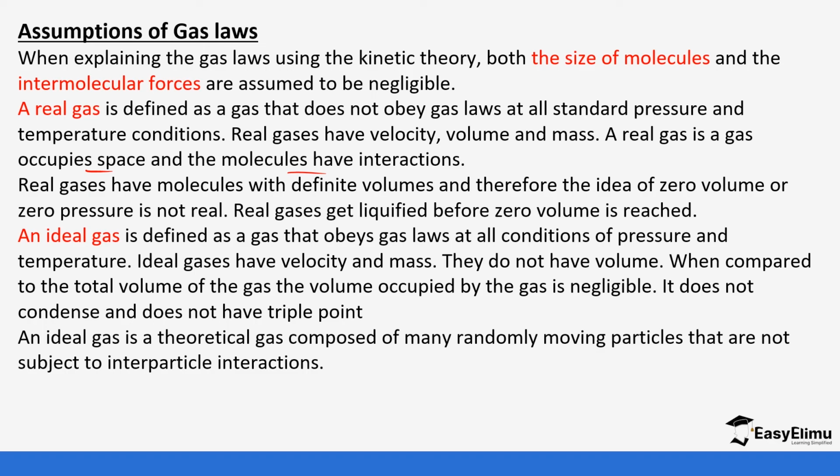So an ideal gas is a theoretical gas composed of many randomly moving particles that are not subject to interparticle interactions. So you see, this is different from the real gas where the molecules have interactions or there are some forces in between the particles. But for an ideal gas, particles are moving, yes, but they do not have any interactions at all. So let's look at a few examples of calculations and applications in regards to the combined gas law.